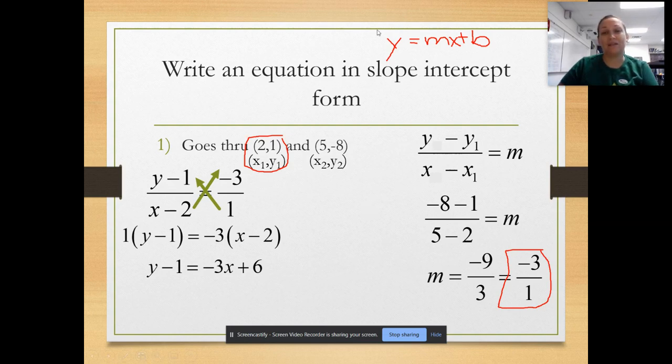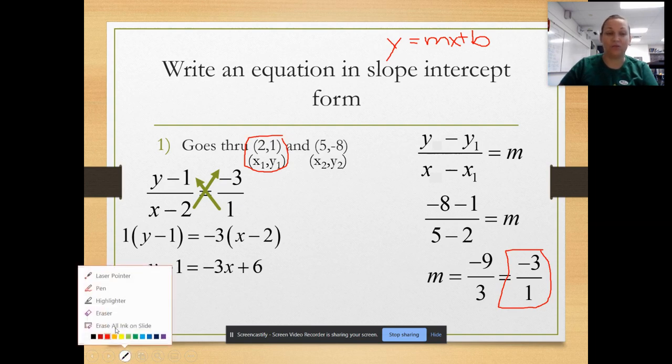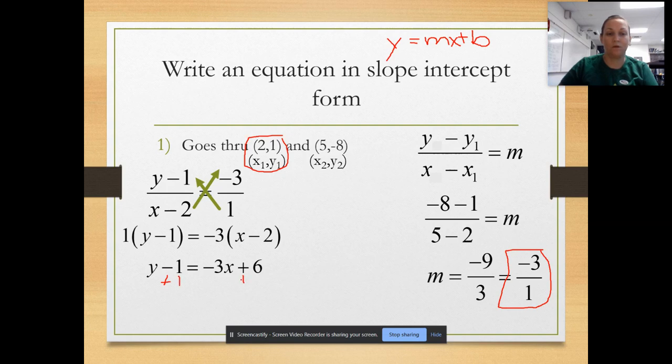If I look back at the top of the screen where I wrote down what my final answer should look like, I notice that my letter y is all by itself, and any numbers that I have are on the right-hand side. And so as a final step on this question, I need to get rid of the negative 1. To get rid of a negative 1, I'm going to add 1 on both sides. And this will give me my final answer, which is y equals negative 3x plus 7.